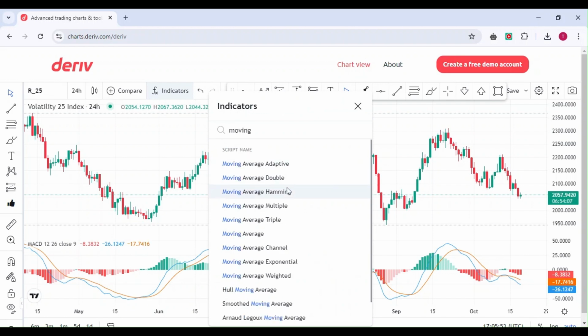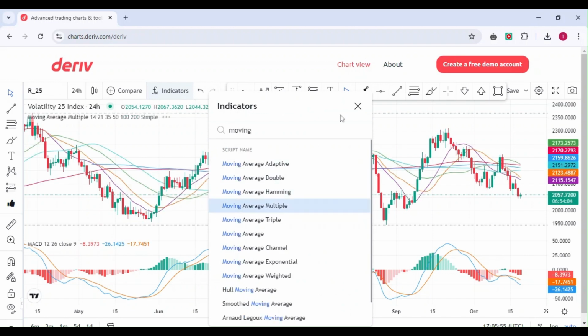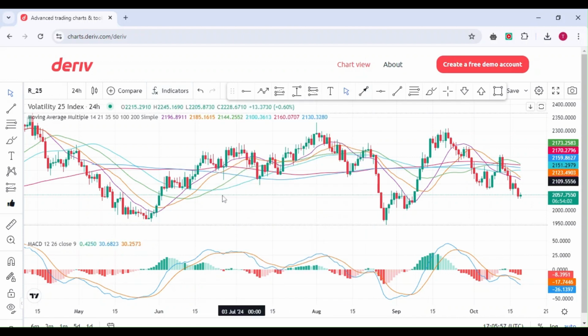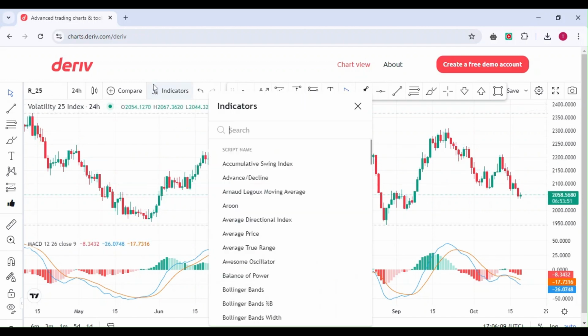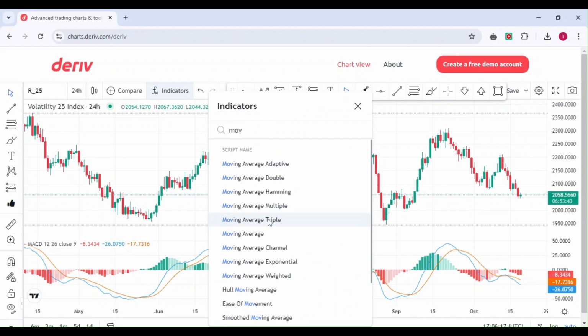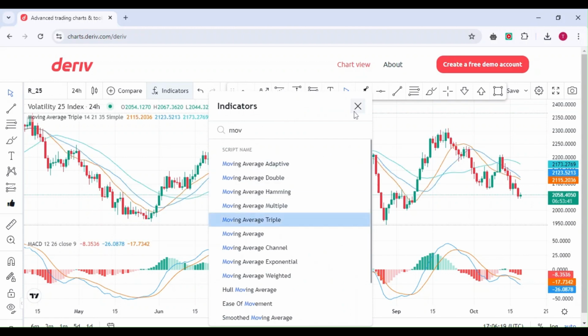This is one of the indicators that most people have not done a good job with. Sorry, not the multiple, sorry, let me just delete it. What I'm talking about is this, the moving average triple. So moving average triple, that's what I am concerned with.